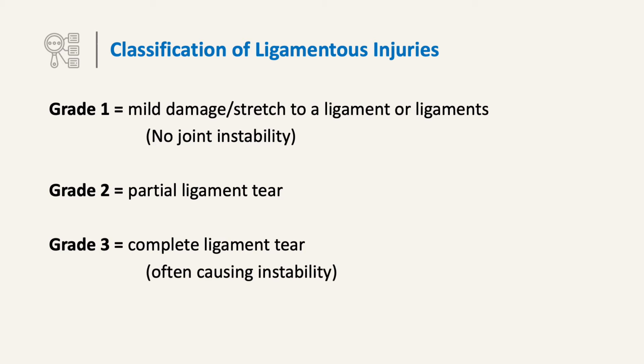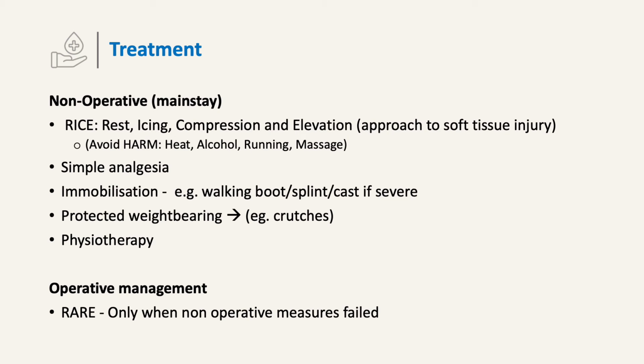If we were to classify ligamentous injuries, it can be graded into 1, 2, and 3. Grade 1 would have mild damage or stretch to a ligament or ligaments, so there is no joint instability. Grade 2 is a partial ligamental tear, and grade 3 is a complete ligamental tear resulting in instability. The treatment is non-operative and operative.